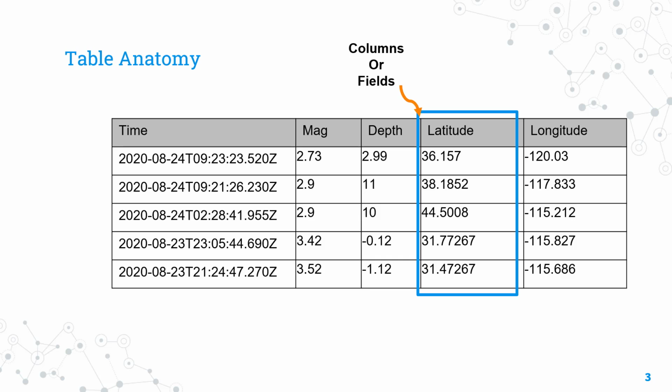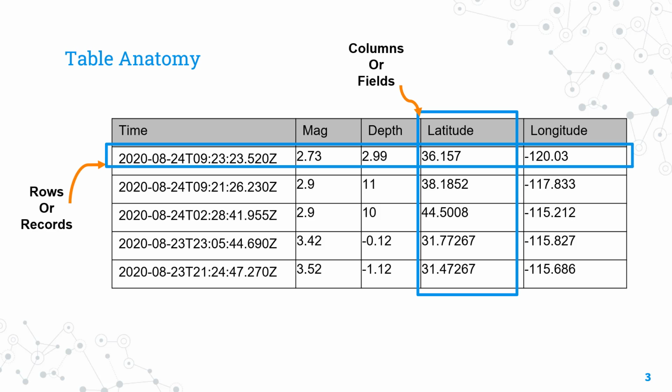Everything within a field is the same type of data, so all values within the latitude column only refer to latitude and nothing else. Don't worry about what the field or column names are for now, for example, latitude and longitude. We'll get into that in the future.